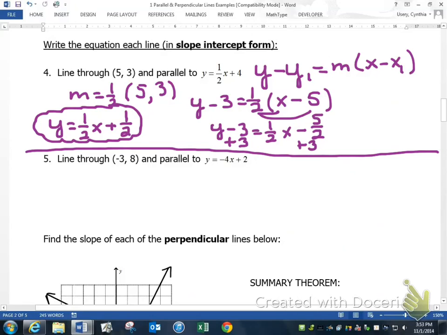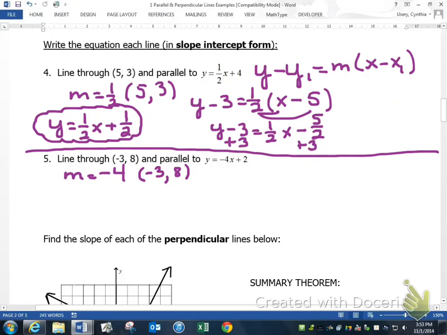Let's try number 5. On number 5, it's the line through (-3, 8) and parallel to y equals negative 4x plus 2. If it's parallel to y equals negative 4x plus 2, that means my slope is going to be the same, which is negative 4, and it's going to go through the point (-3, 8). So let's plug that into point slope form and see what equation we get.